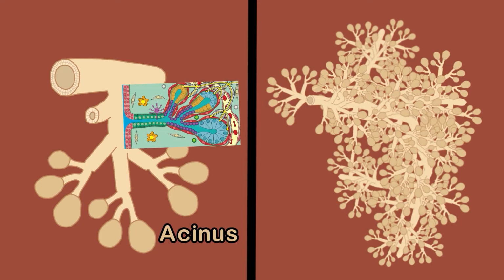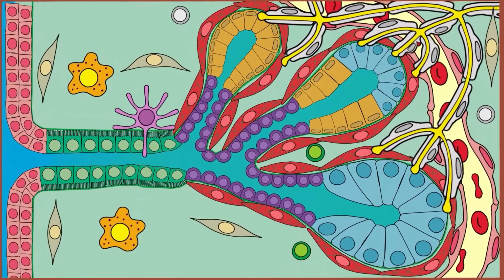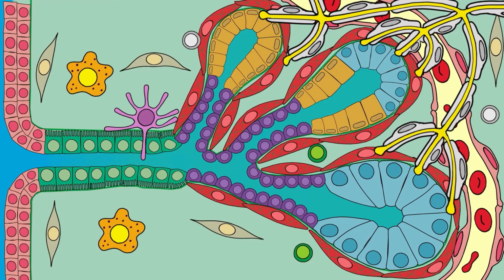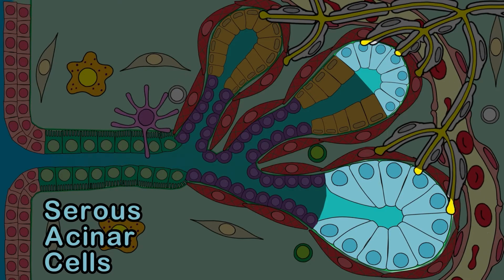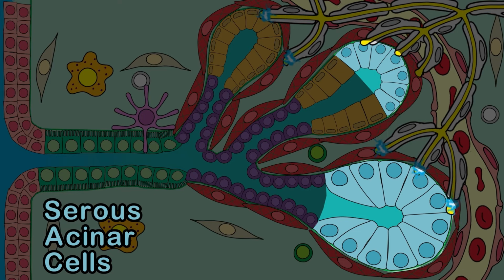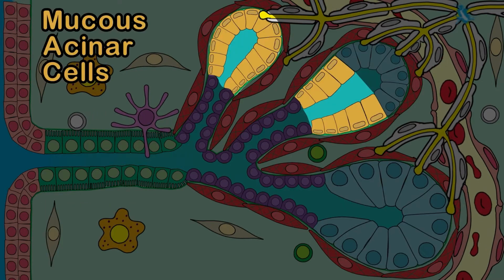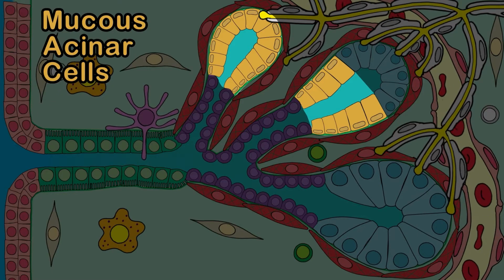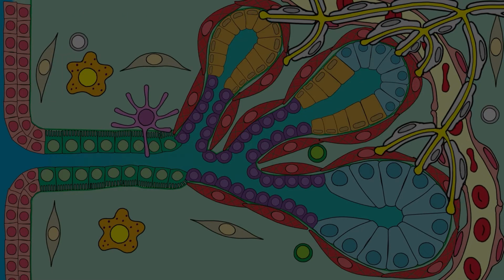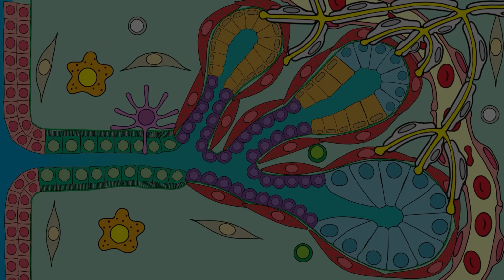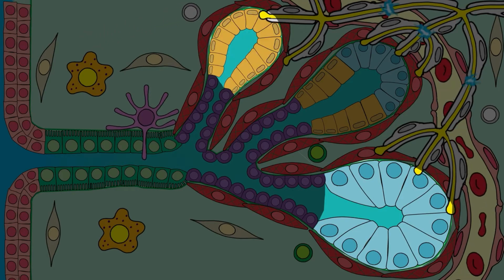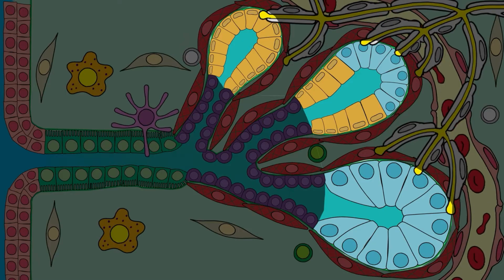the saliva produced. Acini are composed of two different kinds of cells: serous acinar cells, which secrete proteins in a solution with a high concentration of ions known as isotonic water, and mucous acinar cells, which secrete mucin proteins, giving saliva its viscous and sticky characteristics. The acini can be composed of serous cells, mucous cells, or a mixture of both.